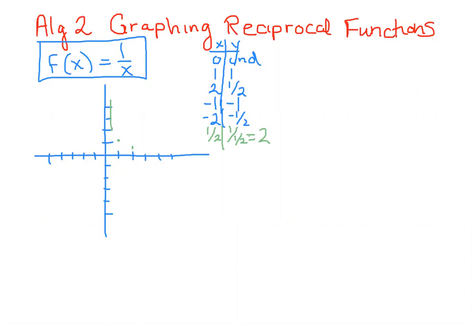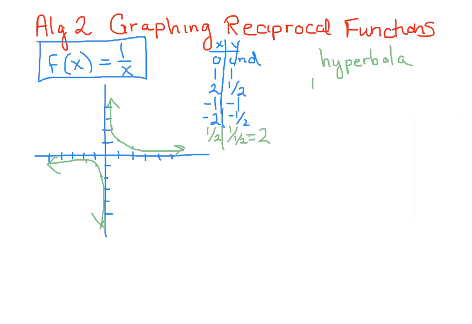So this is what our graph looks like. And then we're going to have the negative, -1, -1, -2, -a half, and then -a half would be -2. So it would look like this. So there's two parts to this graph. There's a part here in the first quadrant, and there's a part down in the third quadrant. So the type of graph, this is called a hyperbola. That's what it's called, these two types.